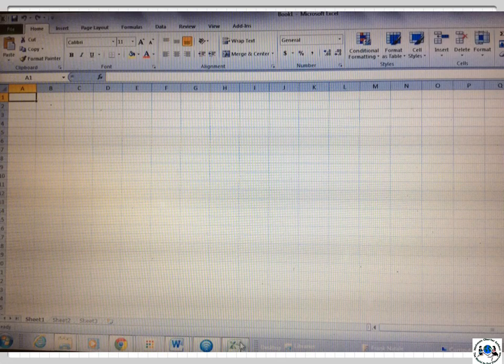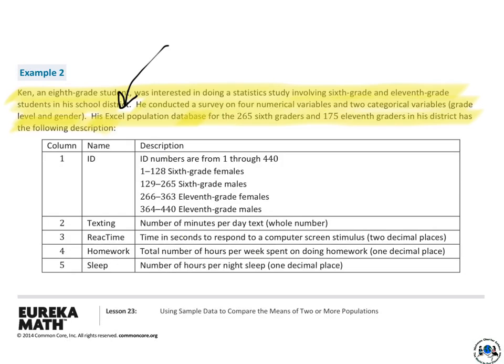Hugely important in statistics. You can use this data tab here. You click on there, and you could do all kinds of stuff manipulating the data that you put in it. Okay, so that's what they mean when they refer to Excel. Over here, these are what they're talking about.